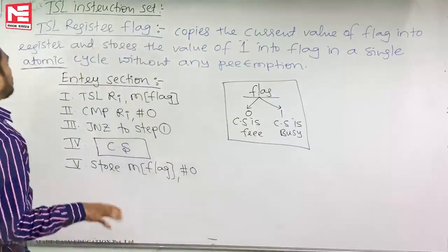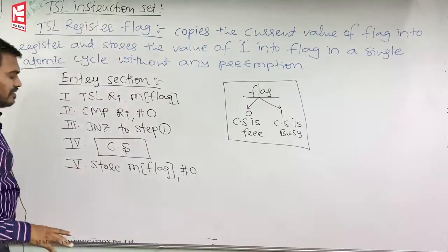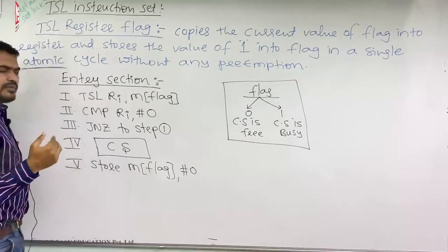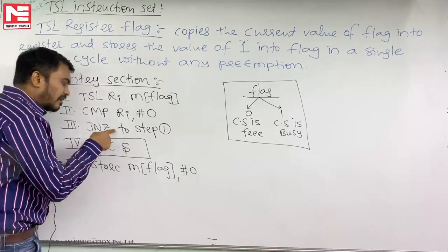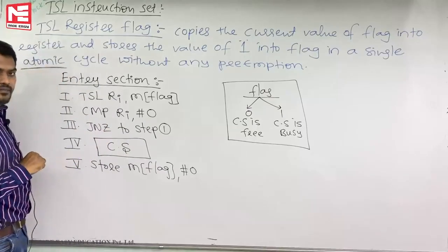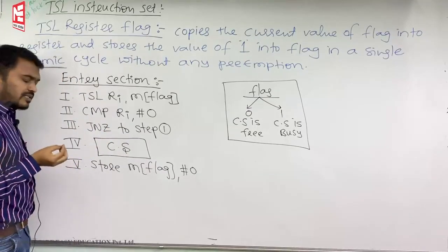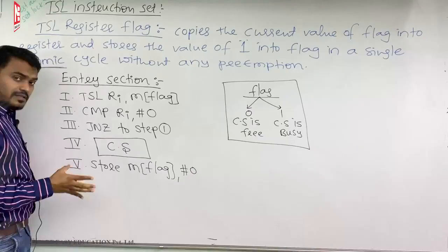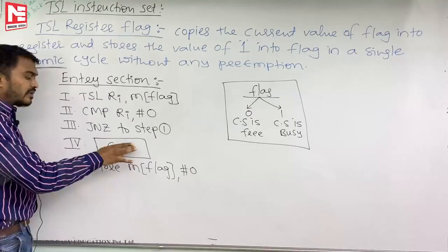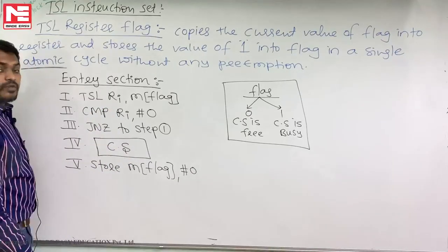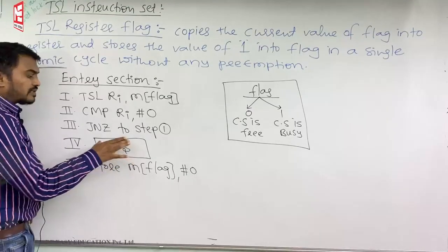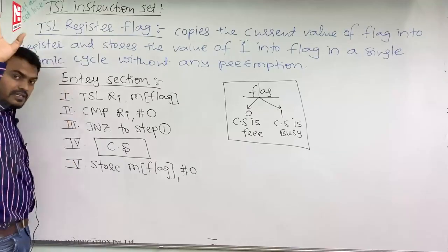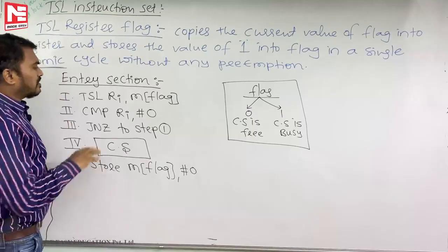So TSL can be used by any number of processes. You have P1, P2, P3, P4, any number of processes. All the processes are trying to access the common critical section, and we are trying to provide synchronization to the processes to access the common critical section. Is that clear?